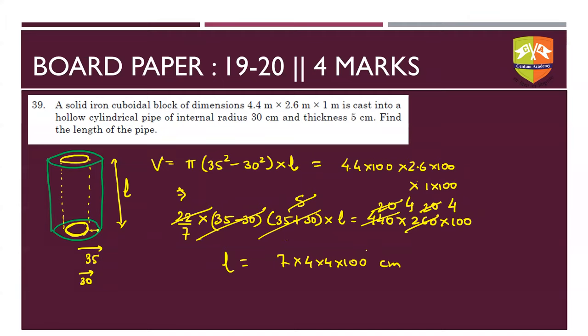So there will be something left also. So 4 into 4. All gone? Okay. That's it. So how much? 16 into 7, 128.